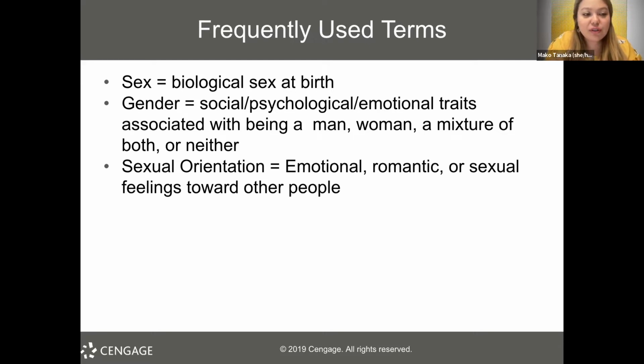Sex refers to the biological sex at birth. So whether someone is a biological male or biological female or neither or both. Gender refers to the social, psychological, and emotional traits associated with being a man, a woman, a mixture of both, or neither. And sexual orientation is about who people are attracted to. So their emotional, romantic, and sexual feelings towards other people.